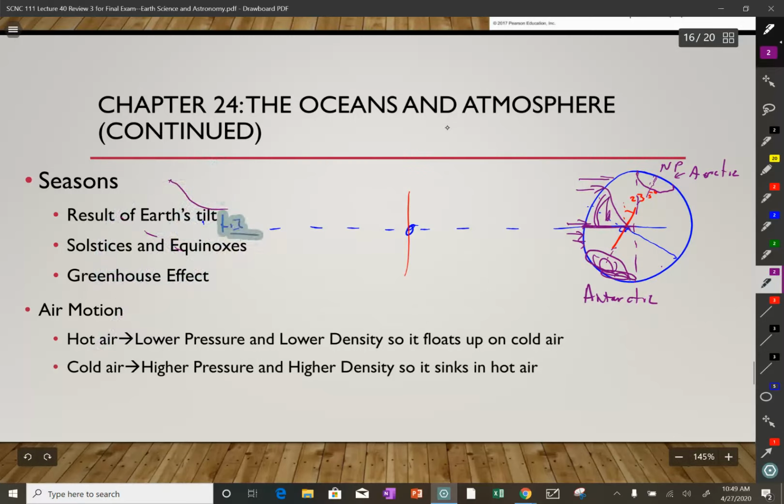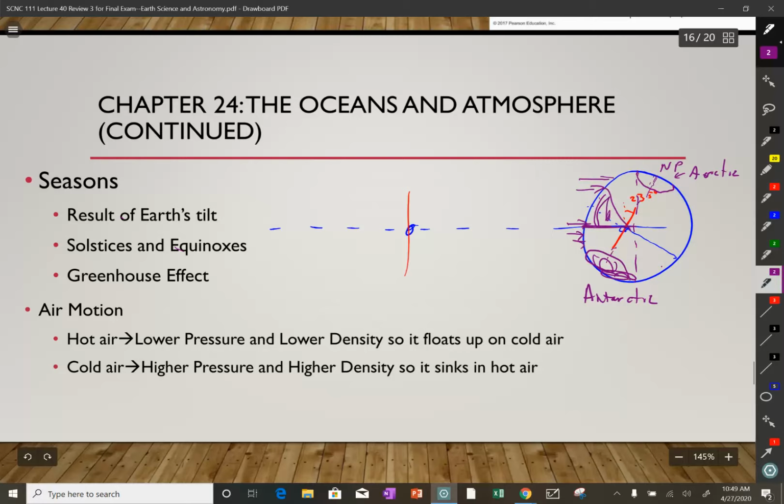So seasons are caused by the Earth's tilt, not by other things like when the Earth is closest to the sun. The Earth is closest to the sun in early January, which, if that's what caused summer, then the whole Earth would have summer in early January. Well, that's not it, right?